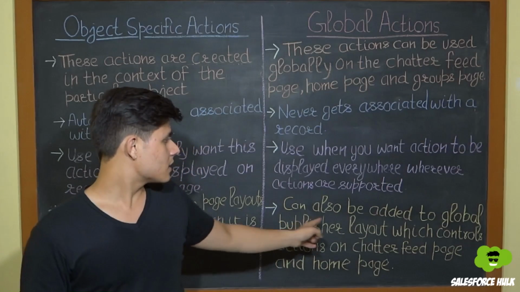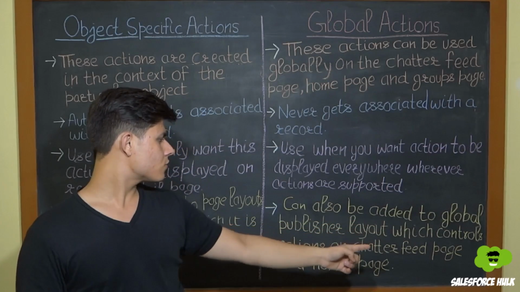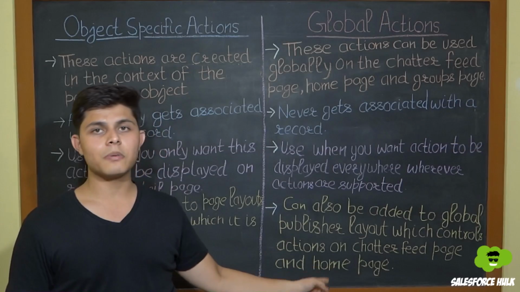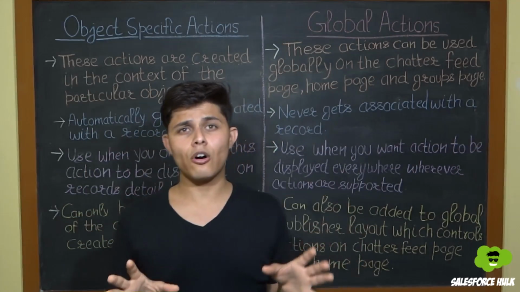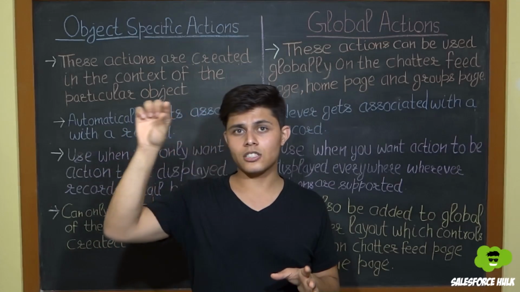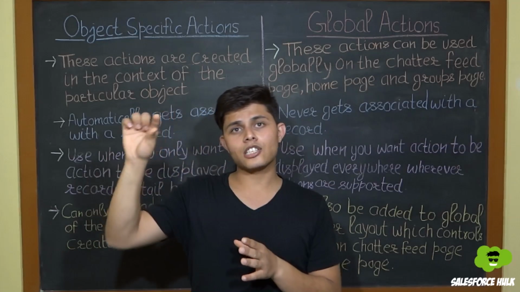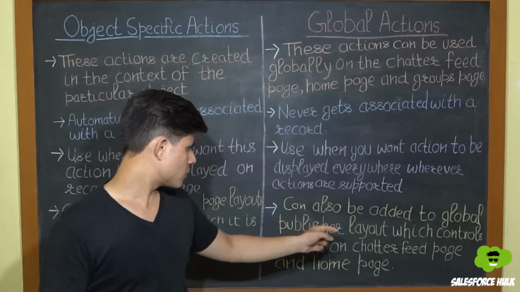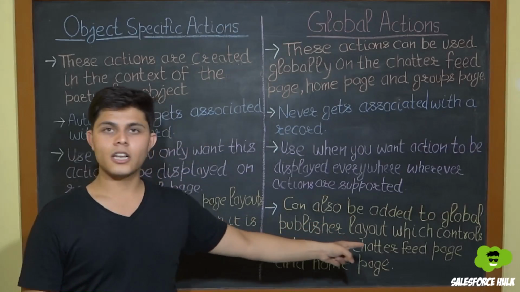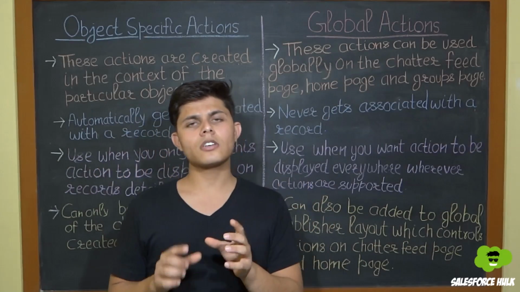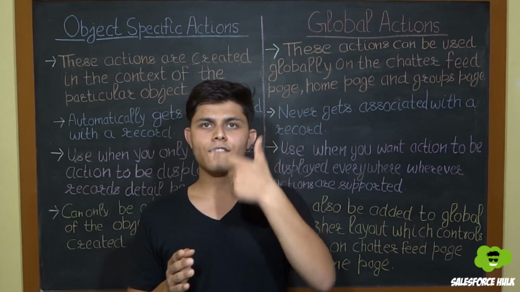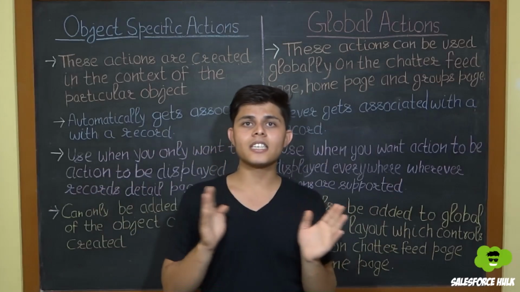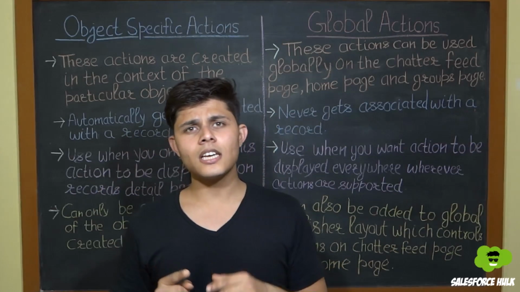Also, they can be added to publisher layouts, which control actions on the chatter feed page and home page. We all know that the chatter feed page and home page are not objects, but still there are actions displayed over there. So these actions are controlled by the global publisher layout, which controls which actions will be displayed on the home page and chatter feed page. So this is the basic difference between both of them. Now let's see how to create it.